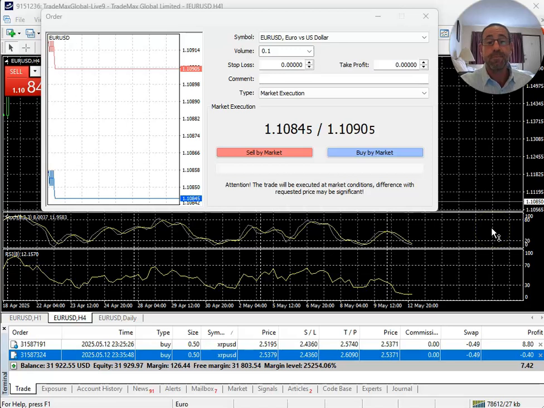There you go. You now understand what pips, lots, and leverage are all about. Let's have a quick recap. Pips equals price movements, right? Lots equal trade size. Leverage equals borrowing power.